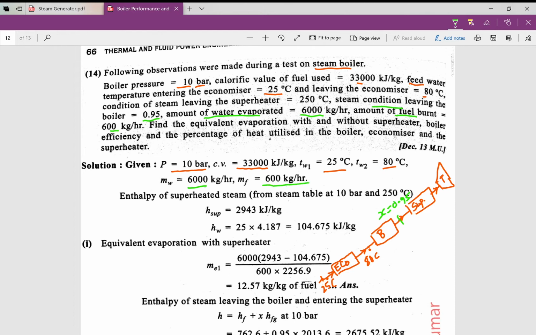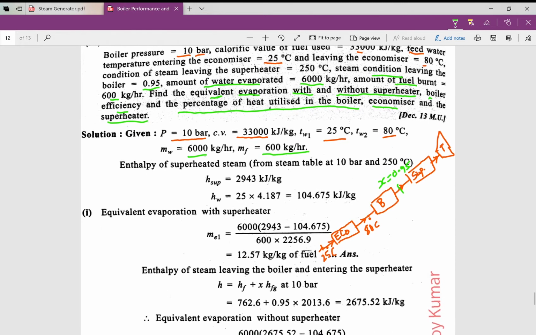Now find the equivalent evaporation with and without superheater. With and without superheater, we have to calculate equivalent evaporation ME. We have to calculate then boiler efficiency and the percentage of heat utilized in the boiler, economizer and superheater. So we will take help of this layout while solving this numerical problem.